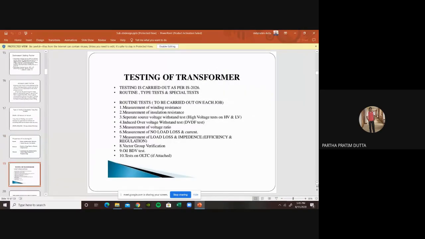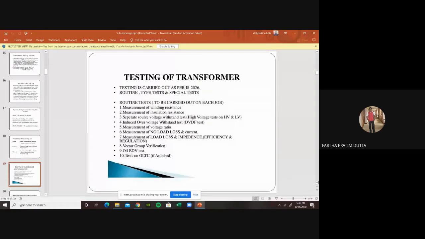Then we come to the part of testing of the transformers. All power transformer testing we usually carry out as per IS 2026, and we discuss three types of tests: routine test, type test, and special test. Special test I don't want to discuss elaborately because we don't usually do it very frequently. We usually do the routine test and type test. Type test is done in the factory itself, but routine tests we definitely do at different sites for the healthiness of the transformer.